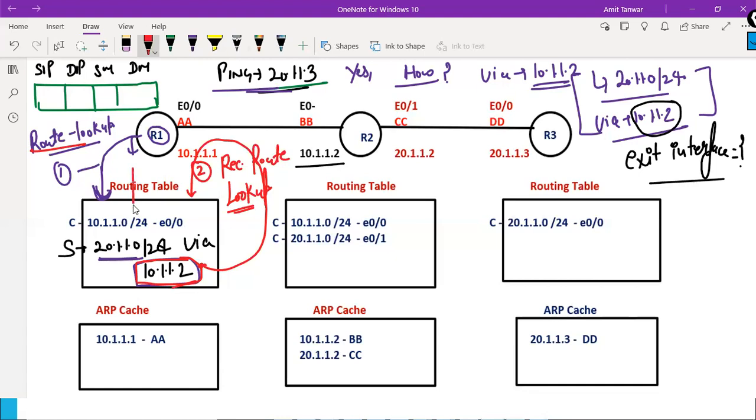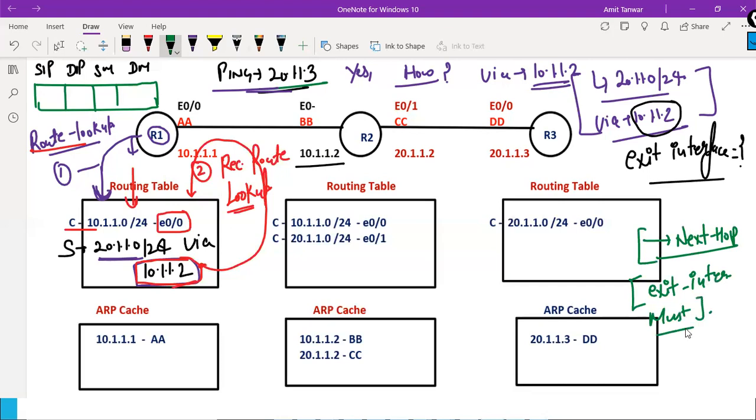So do we have any entry? Let me check. Yes, you have an entry. And how to reach, and from where do you have to take the exit? I have to take the exit E0/0. Because if a router is sending any kind of traffic, first of all it needs a next hop, and in case there is no next hop, the router will manage it somehow. But the exit interface must be there.